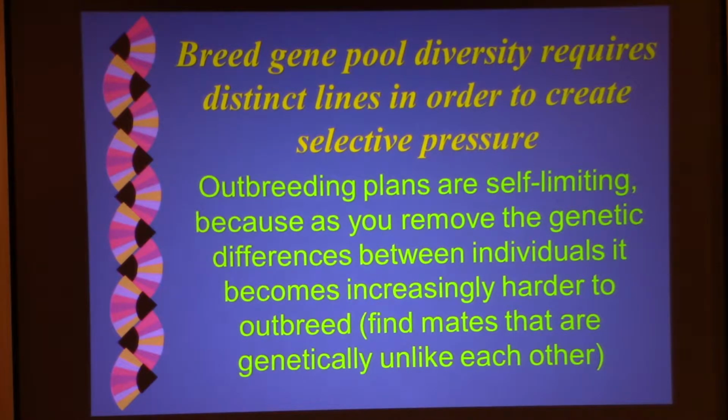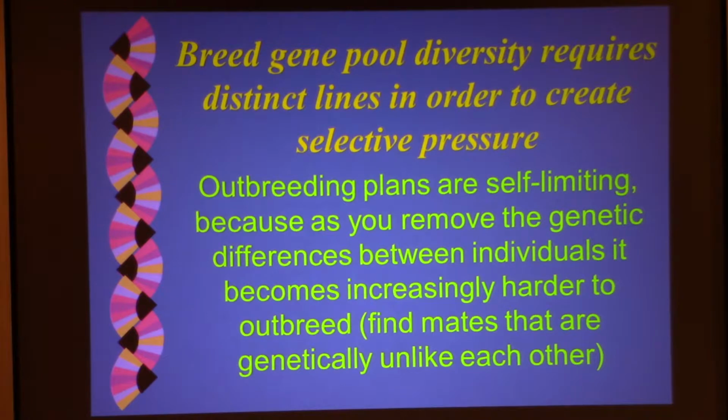Outbreeding plans are self-limiting because as you remove the genetic differences between individuals, it becomes increasingly harder to outbreed or find mates that are genetically unlike each other. So think about it. If the best breeding for my dog is the one that's the least related and I breed them together, well, those lines are now related. So in the next generation, I've got to find someone that's not related to either of those two lines and breed to that one, and now that's related, okay? And now my next mate, I've got to breed to someone that's not related to all three of those lines. But you're going to run out pretty quick of someone that's unrelated to you, if that's the goal of your breeding, is to breed to the most unrelated.